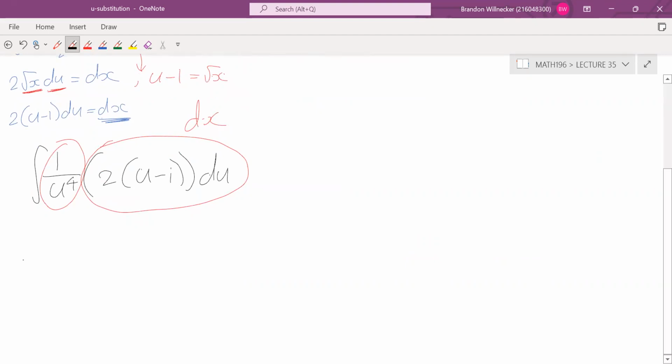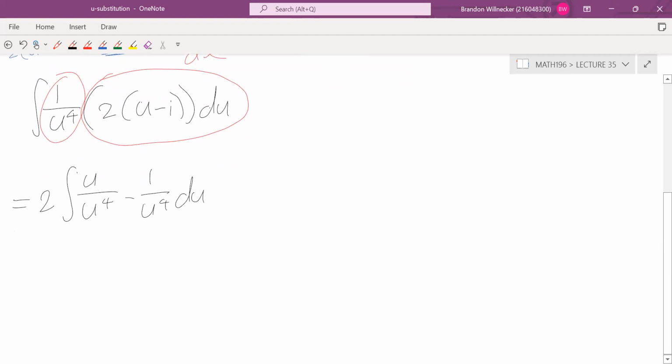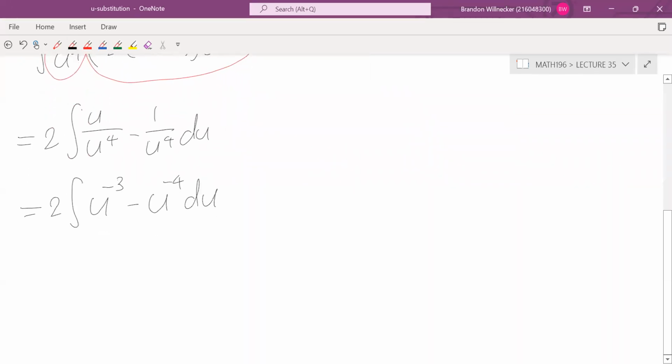Okay, so now with a bit of manipulation here, we can make this look like a very nice power rule situation. So the 2 we can take out. We're left with the integral of u over u to the 4 minus 1 over u to the 4 du. That's pretty straightforward because u over u to the 4, that just becomes u to the minus 3, and 1 over u to the 4, that becomes u to the minus 4. But that's just the power rule.